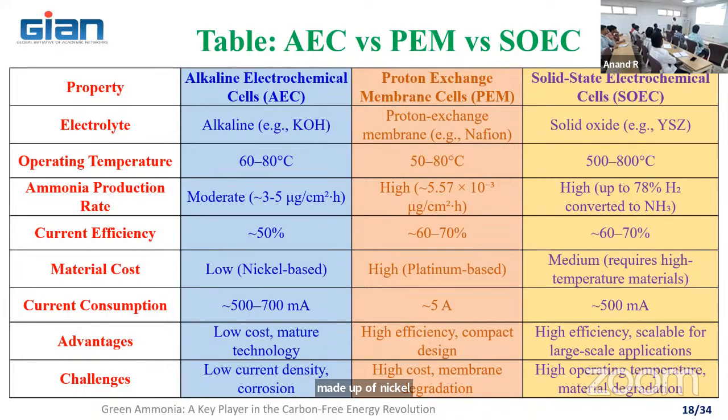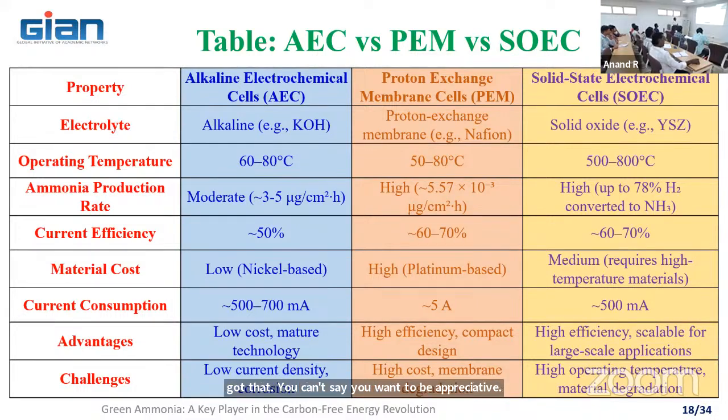So if you want to do research from a materials perspective on cathode and anode, there are a lot of scopes available. If you find some new materials which give performance equivalent to platinum or nickel, or better than that, your work may be appreciable.